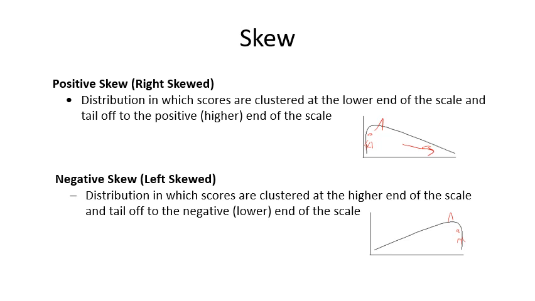Oh, that's even worse. I'm just a bad artist. Okay, negatively skewed is where the values are clustered on the lower end, the negative lower end, so it's left skewed or negatively skewed.